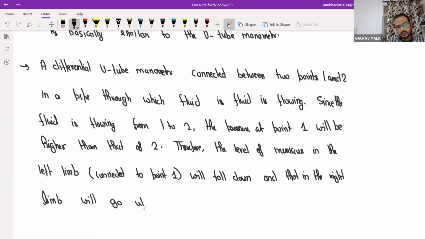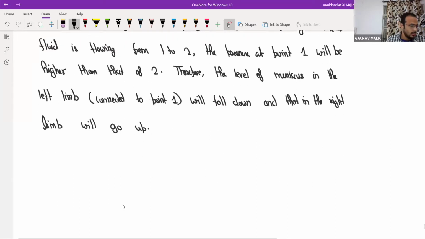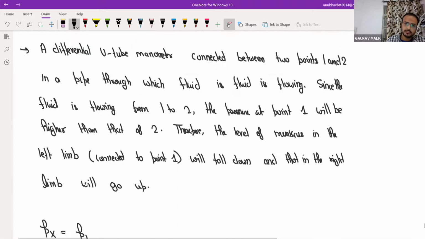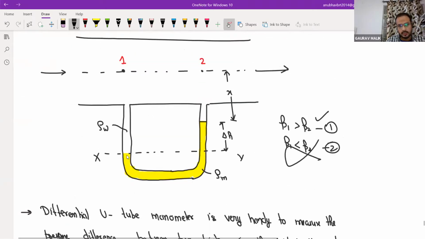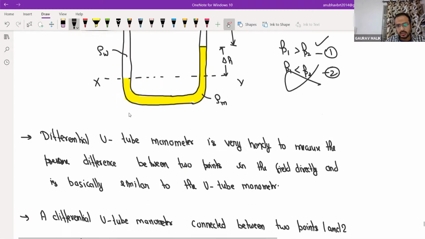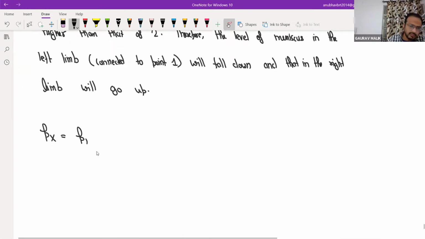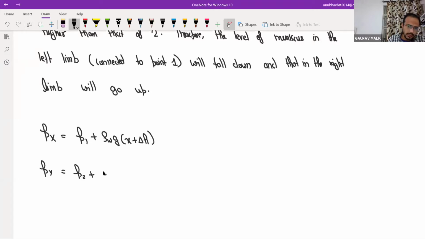Today we will solve some mind-blowing questions. So we can write the value of Px is equal to P1 plus rho W g into x plus delta h, and Py is equal to P2 plus rho W g x plus rho m g delta h.